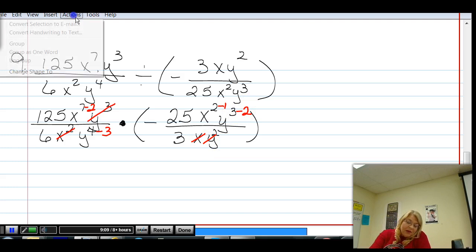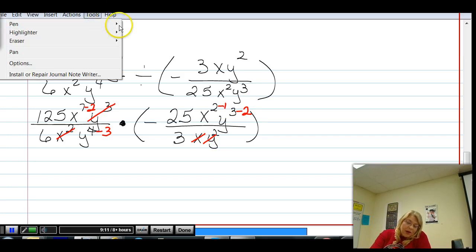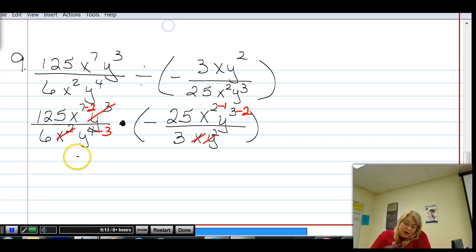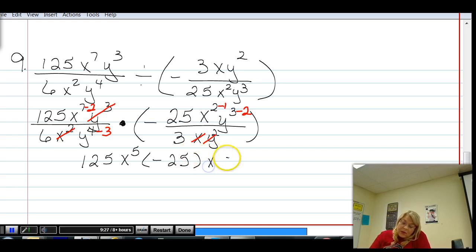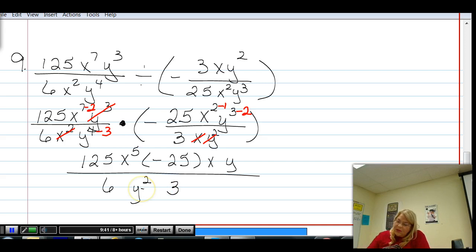And here's what I have left. And I know I'm going to have some more reduction that I can do. But here's what I have left so far. 125 x to the 5th times negative 25 x y over 6 y squared and a 3. Oop, yeah, I've got the negative.